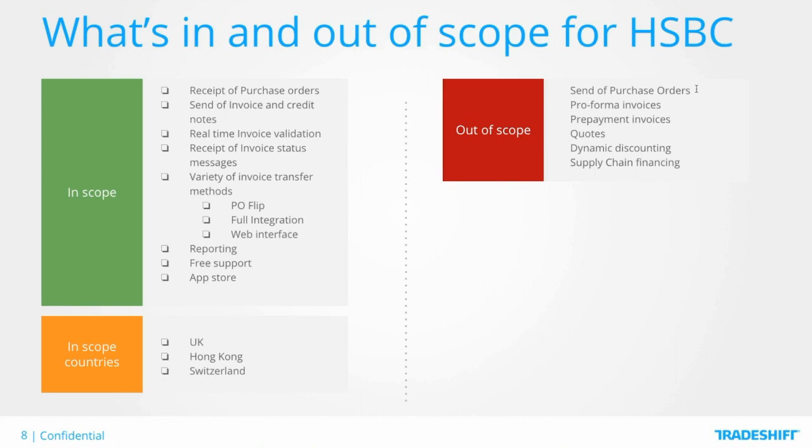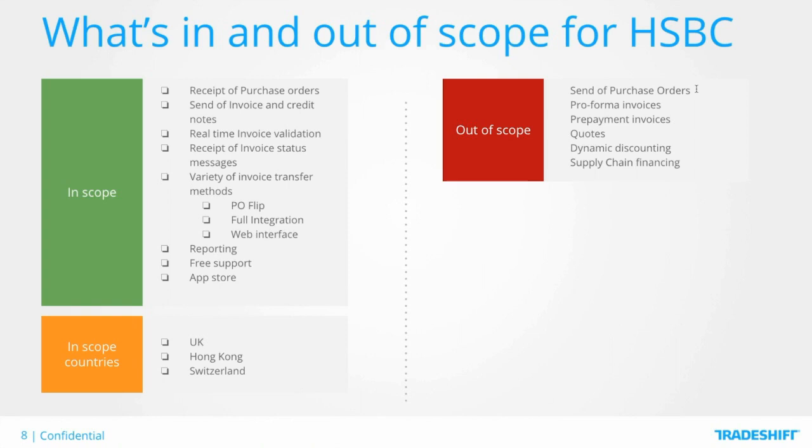HSBC is rolling out Tradeshift globally as part of its electronic purchase-to-pay processing initiative. If you do business with UK, with Hong Kong and Switzerland, you now have the opportunity to send your invoices electronically via the Tradeshift platform. As mentioned, the receipt of purchase orders from HSBC and the sending of invoices and credit notes to HSBC are in scope for the initiative between HSBC and Tradeshift.